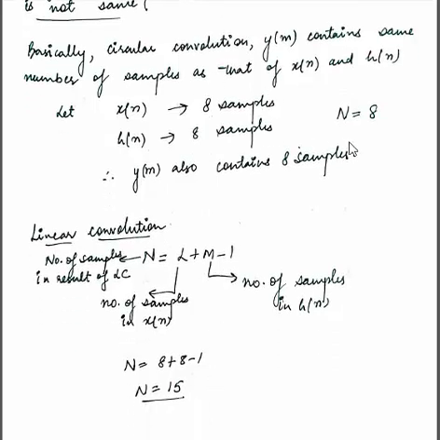So in circular convolution the length of the output sequence is 8, but in linear convolution the length of the output sequence is 15. In both convolutions, the length of the sequence or range of n is not the same. That's why the results of linear convolution and circular convolution are not the same. We have also seen in the previous example that the results of linear and circular convolution are not the same.